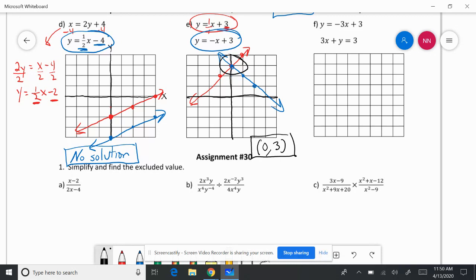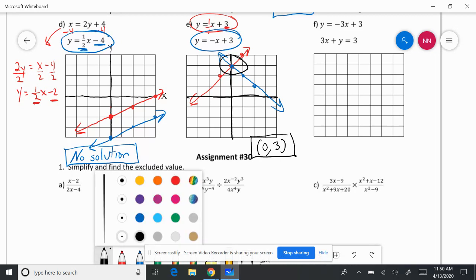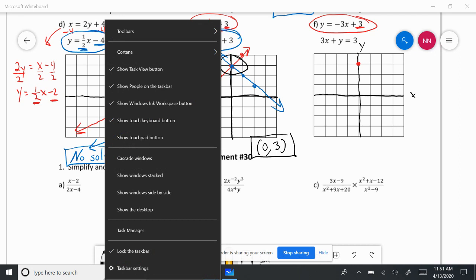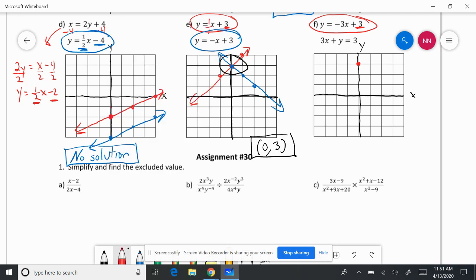Now, looking at my last problem, I make my XY axis. This is my X, this is my Y. For my first equation, I see my y-intercept is 3, so on my y-axis, I go to 3. My slope is -3, so that means I'm going to go down 3 to the right 1, down 3 to the right 1.